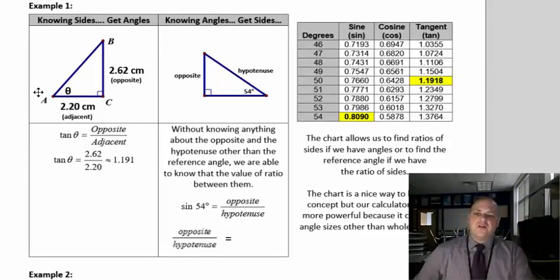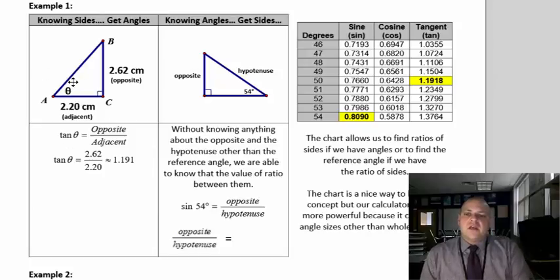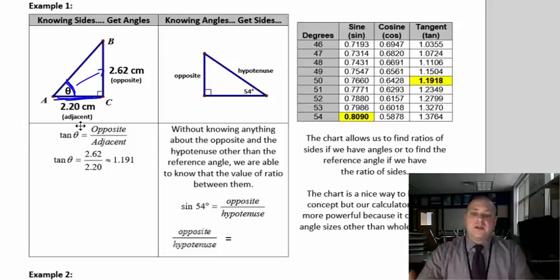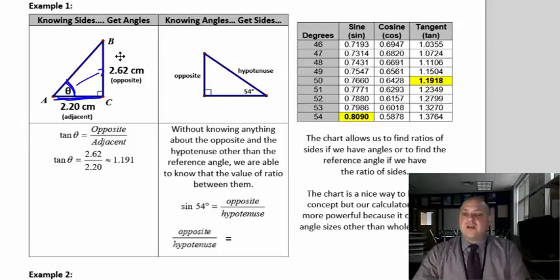So first thing is, here's a triangle, okay? I don't know the angle. If I don't know the angle, I can get the angle by knowing the sides, because this side right here is the opposite and this is my adjacent side. So I know I'm going to use the tangent function. If those are the two sides I know, I'm going to use tangent. So tangent is 2.62 over 2.2.